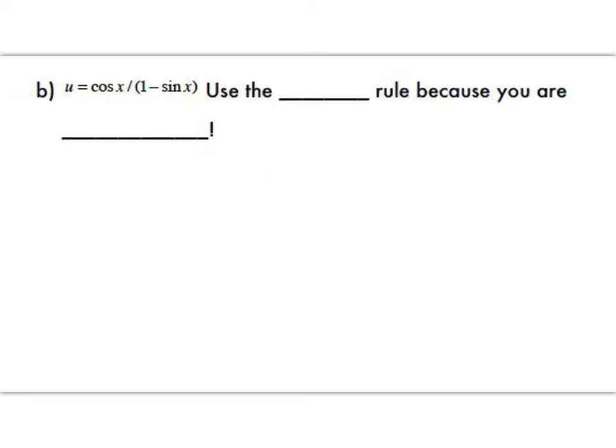Okay, let's investigate this one. Cosine x over 1 minus sine x. Aha. Well, now it's time to use the quotient rule, and the reason why is because we are dividing these two functions. So u is equal to cosine x over 1 minus sine x. Rewriting it sometimes gives us an opportunity to tackle it from a different perspective.